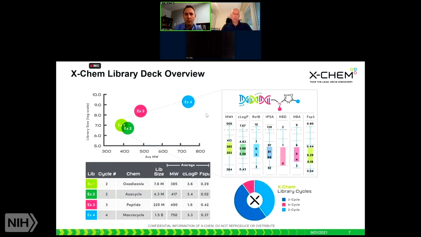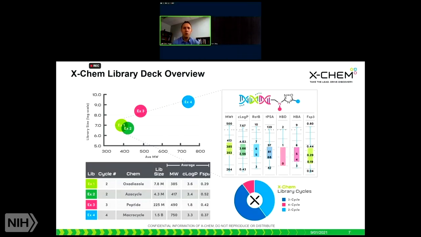We've blown out on the right-hand side an oxadiazole library that uses 2 cycles of chemistry, 2 types of building block classes. And in the box and whisker plots, you can see the property ranges for this library. The average is in the middle of the box. For molecular weight, we're looking at an average of around 385. You can see in the shaded boxes that the majority of the compounds fall in a very attractive property profile.